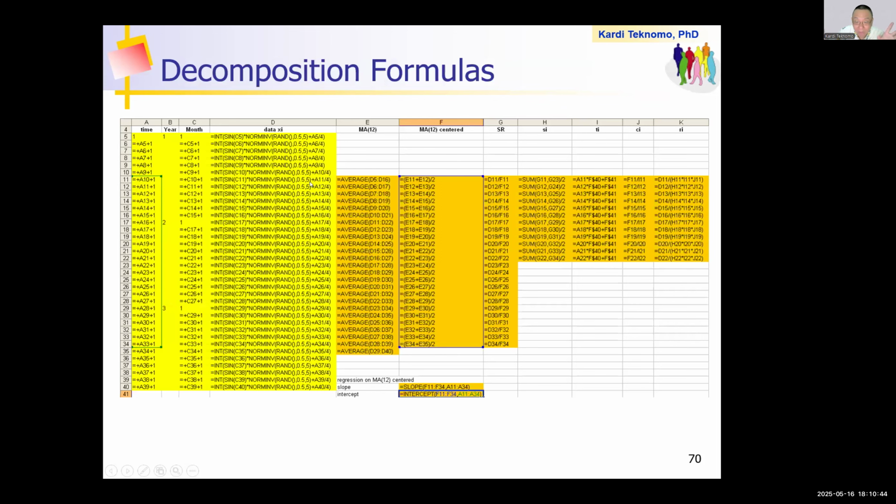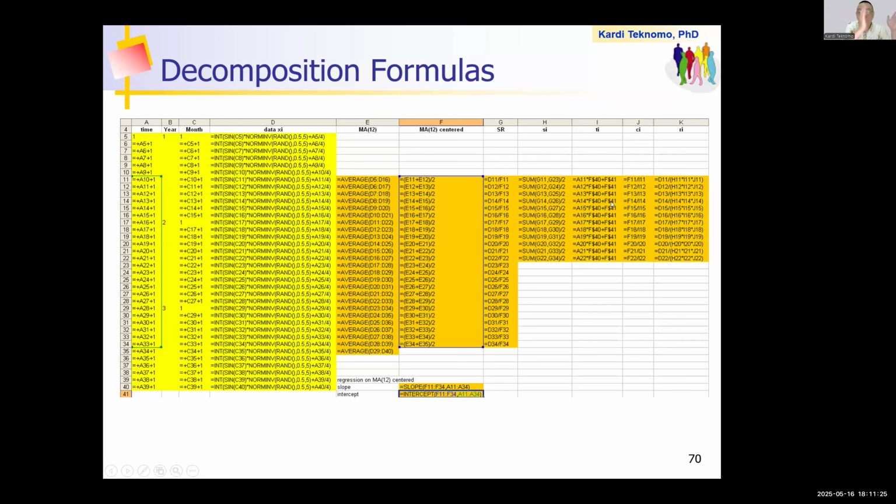So I put everything here. If you do it slowly, you're supposed to be able to get this. This is the data generated. This is the MA, the center, and then you see here we get the SR, the seasonal and random value based on the guide a while ago. And then this one is to get the slope based on the MA, so the slope and the intercept. So we assume linear model. From there, you get the seasonality, and then you get the trend and the cycle and the randomness.